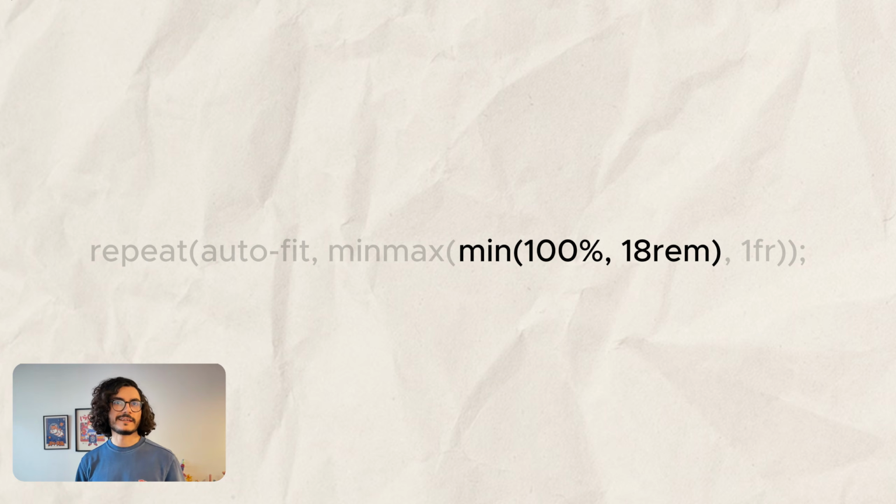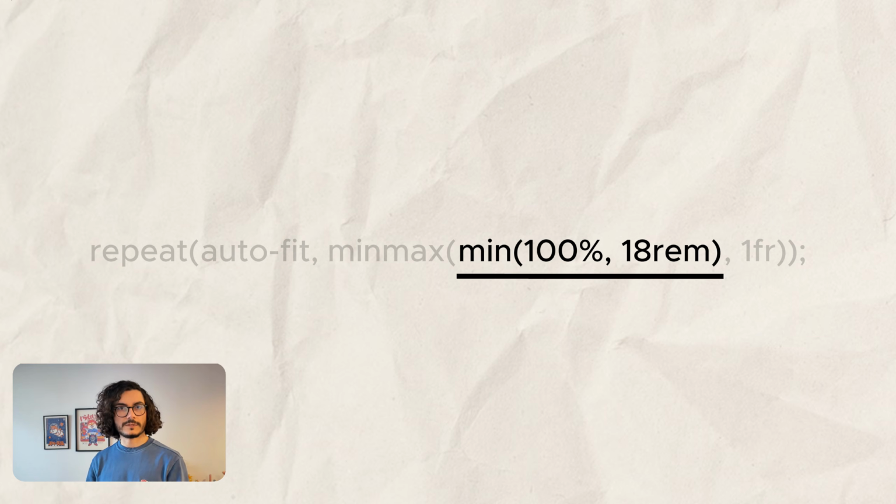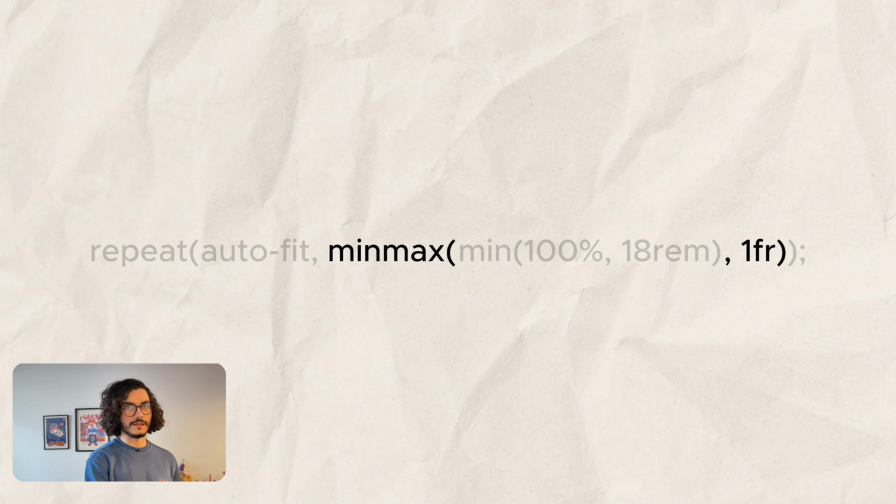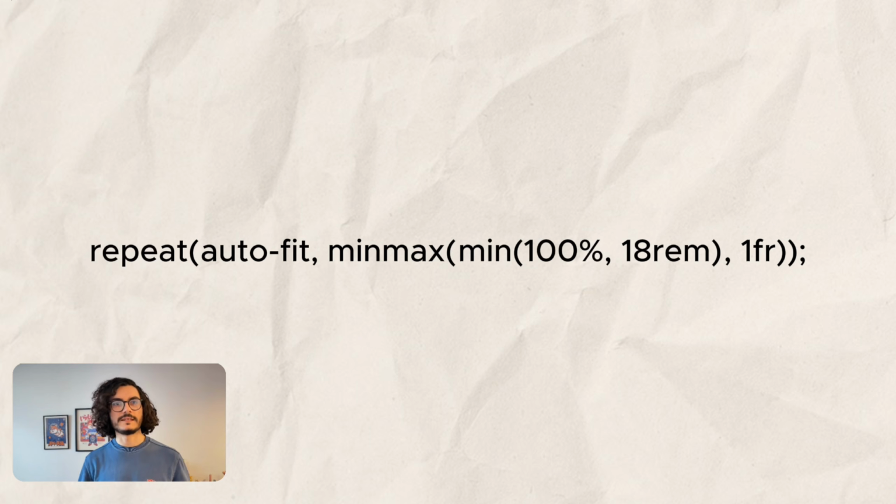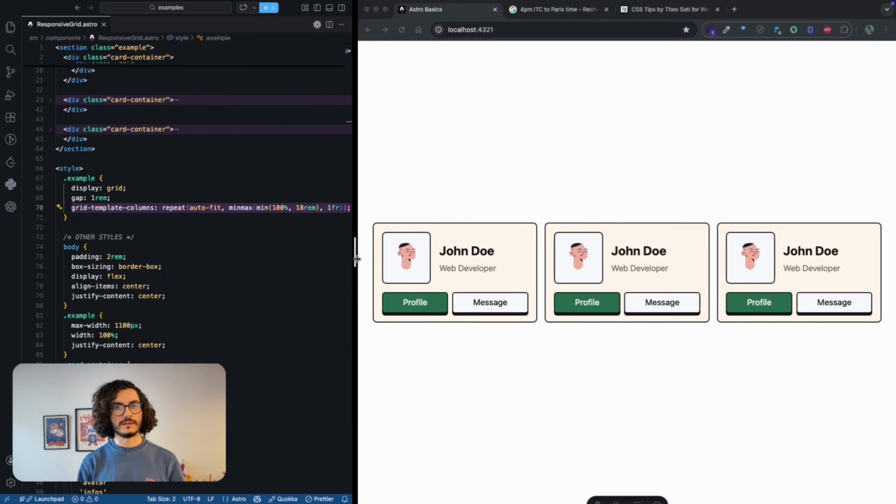This part is a size rule for each column. First, 18 rem. This is the minimum width we want for a card. It's a comfortable size. Then, we add a safety rule, min 100%, 18 rem. This means don't go bigger than 18 rem, but also don't go bigger than the container. So if the container is very small, the card will not overflow, it will just fit. And then, minmax, 1fr means keep at least that minimum size, but if we have extra space, grow evenly. So the card stays readable and the row looks nicely filled.